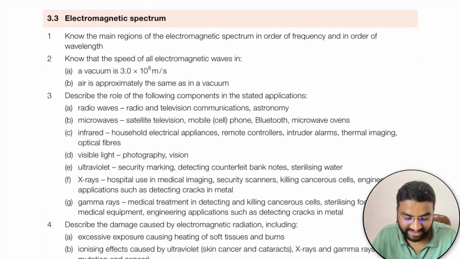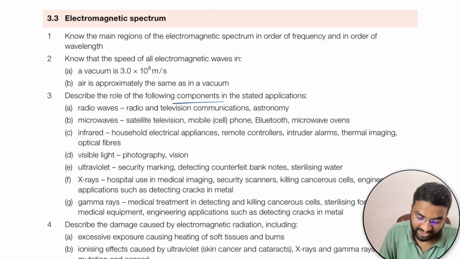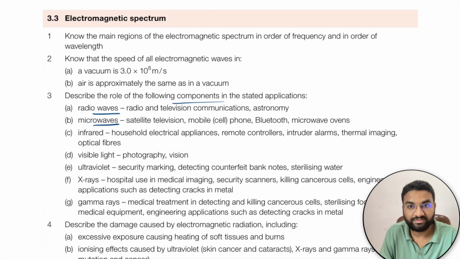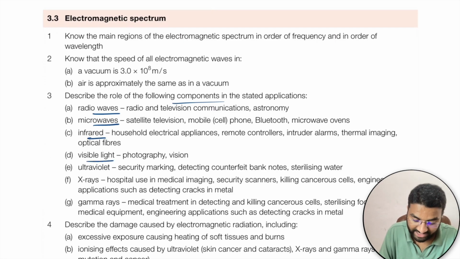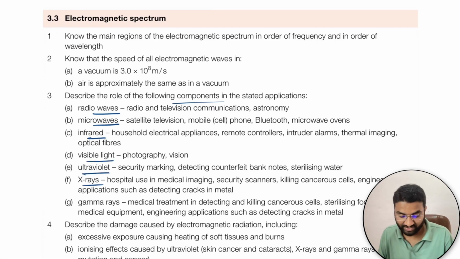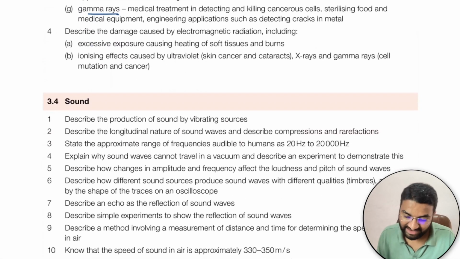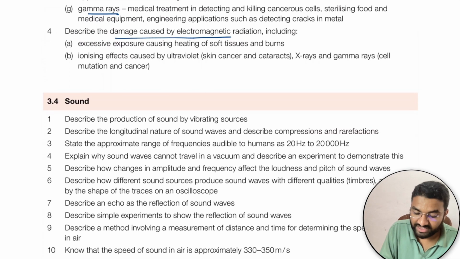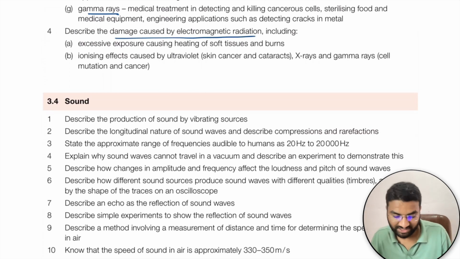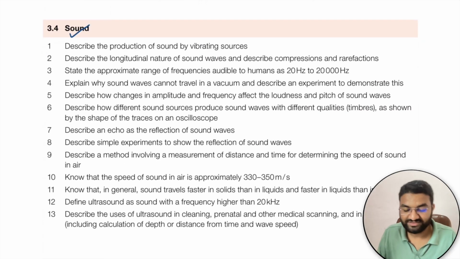All right, then the next part is the electromagnetic spectrum. The electromagnetic spectrum has the following components: radio waves, microwaves, infrared rays, visible light, ultraviolet rays, X-rays, then gamma rays. Their applications are key because you will get 1 mark or 2 mark questions generally. Then damage caused by electromagnetic radiation you also have to understand. And the last part is sound.